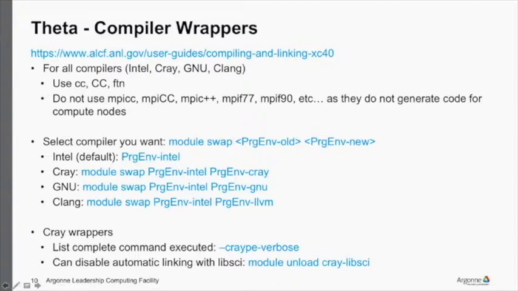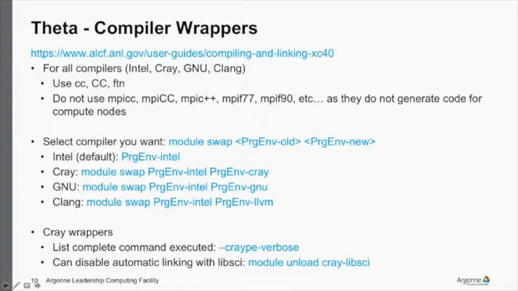For compiling, there are a handful of Cray compiler wrappers that are needed to cross-compile from the login nodes to the Theta compute nodes. And so it's really critical when you're building your application for the compute nodes that you use these wrappers: the lowercase cc, uppercase CC, and for Fortran, ftn. Do not use some variant of the MPI cc or F90. These will not generate code for the compute nodes.